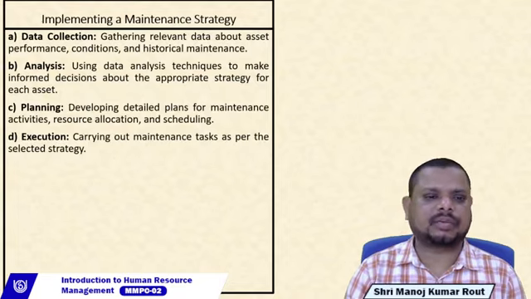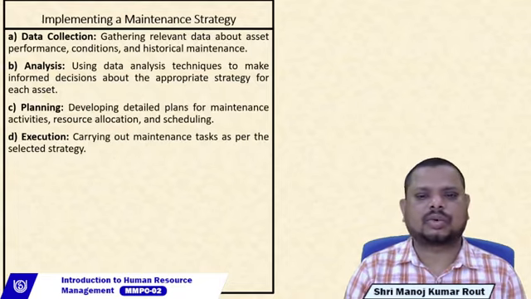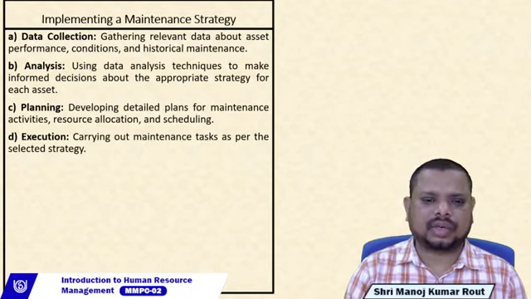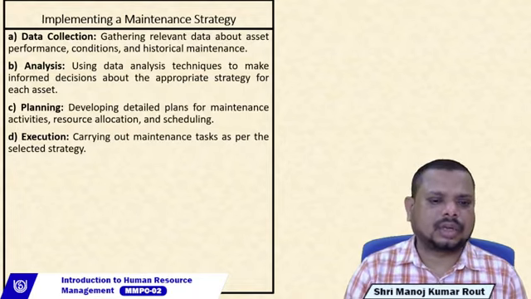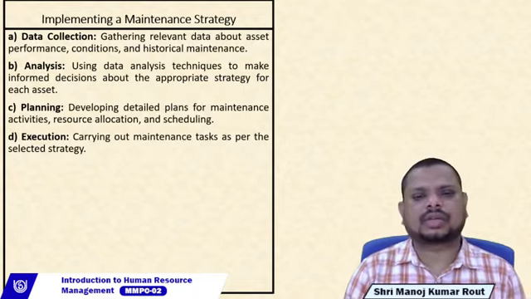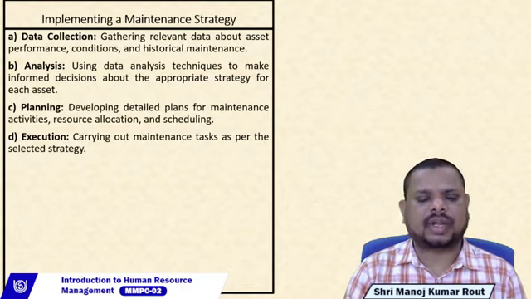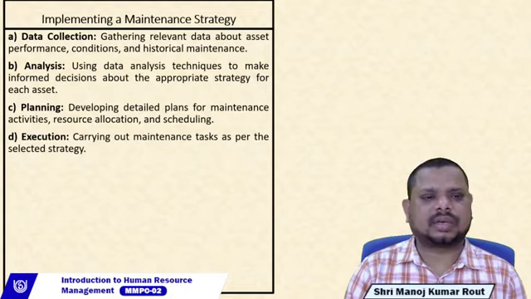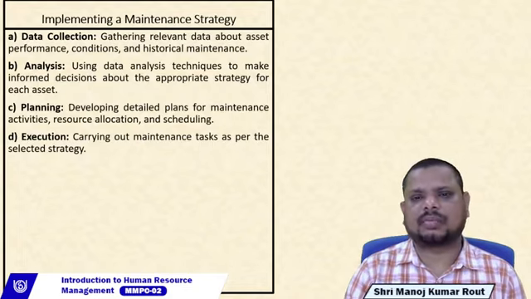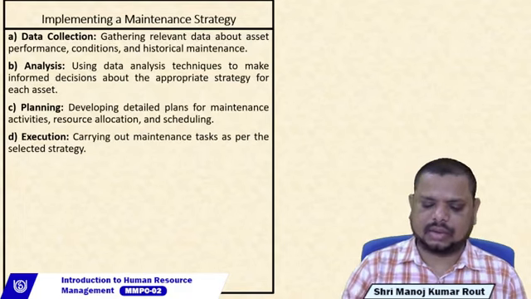Suppose you are implementing preventive maintenance. That means you have to go for data collection on a priority basis, then go for scheduling, then go for execution. The next is delivering the completed tasks or handing over the tasks to the next department, and finally go for review and analysis. So these are the key activities involved in the implementation of maintenance-related strategy inside the organization.